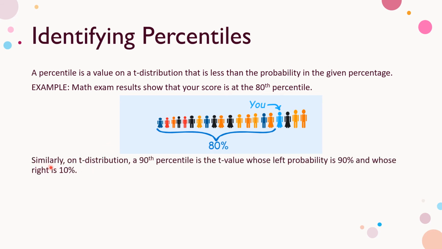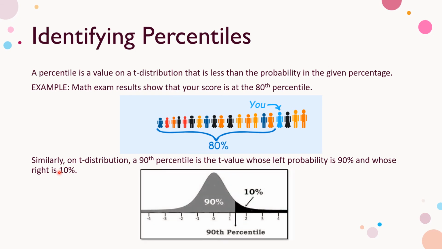Similarly, on t-distribution, a 90th percentile is the value whose left probability is 90% and whose right is 10%. So this is an illustration. The 90th percentile is the area to the left is 90% and the area to the right is 10%. So the same concept with the situation above. Let's have an example on solving percentiles.